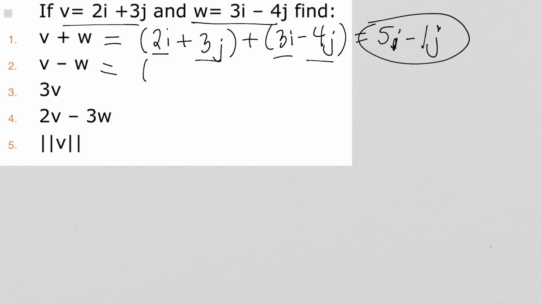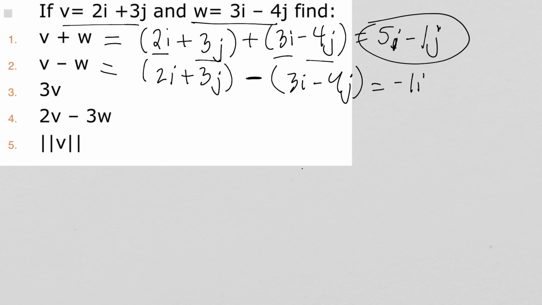Second one, I'm subtracting. So I'm doing 2i plus 3j, minus 3i minus 4j. So you've got to watch your subtraction here. 2i minus 3i is negative 1i. 3 minus a negative 4j is positive 7j.